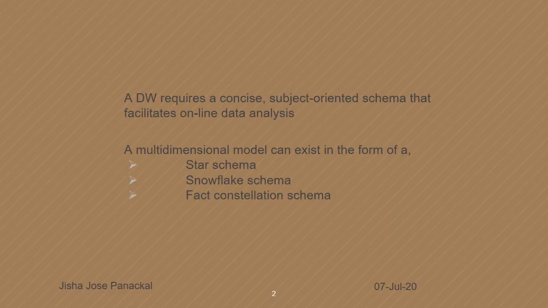A data warehouse requires a concise subject-oriented schema that facilitates online data analysis. So a data warehouse is used for data analysis, and we need a very concise subject-oriented schema for that. It can be of many different types or in different forms. We have star schema, snowflake schema, or we can use fact constellation schema.